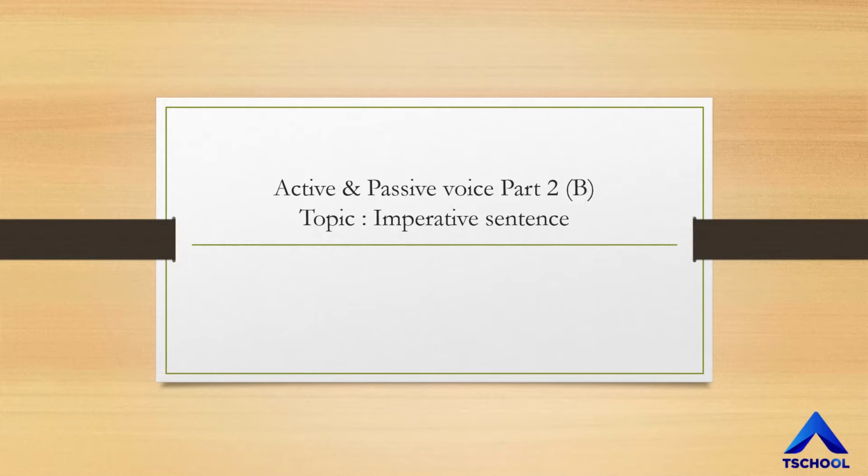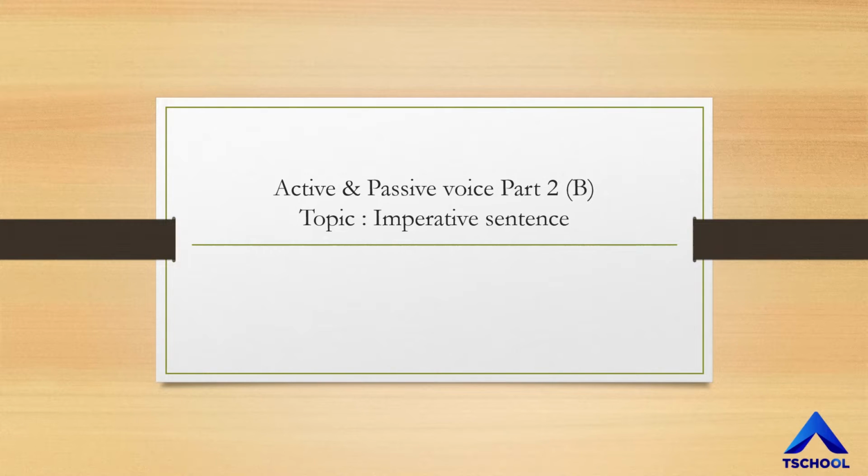Second point that we discussed in part 1 was that the verb remains in the third form while changing the sentence from active to passive. This is all that we discussed in part 1.